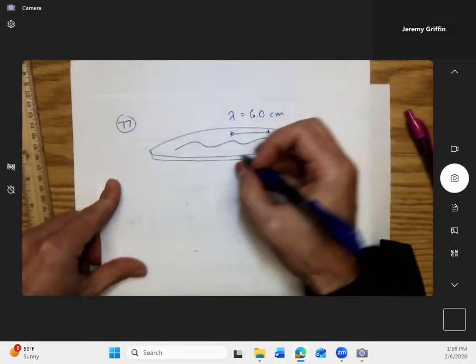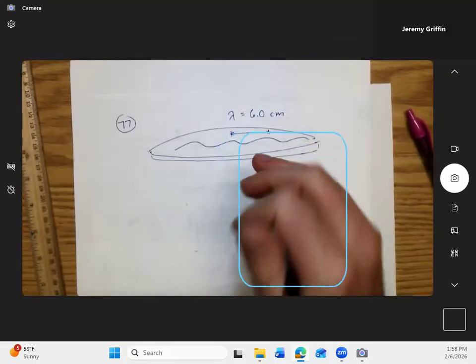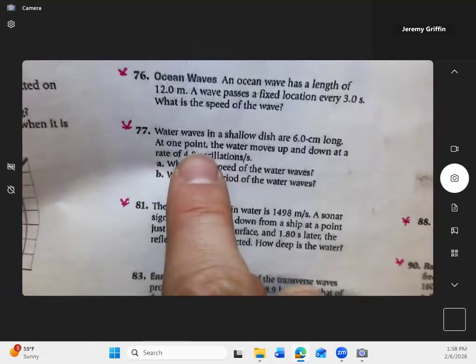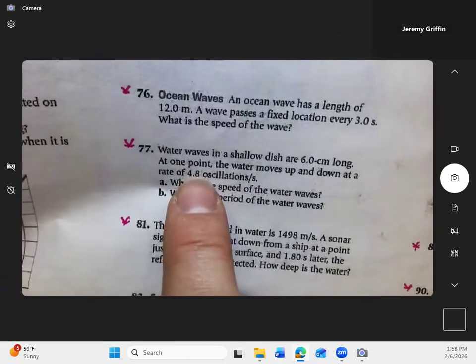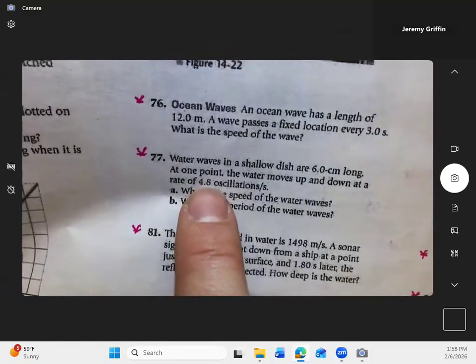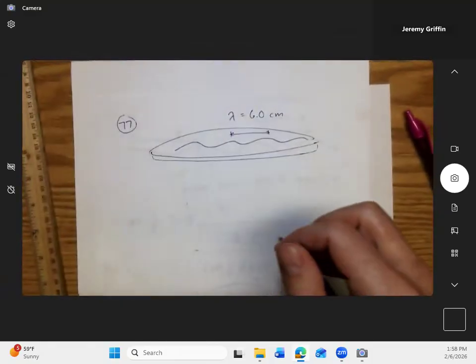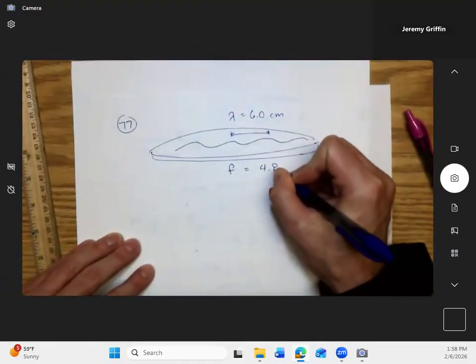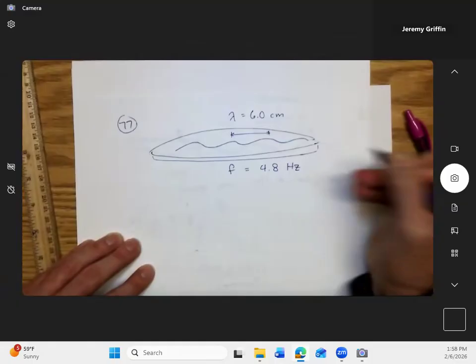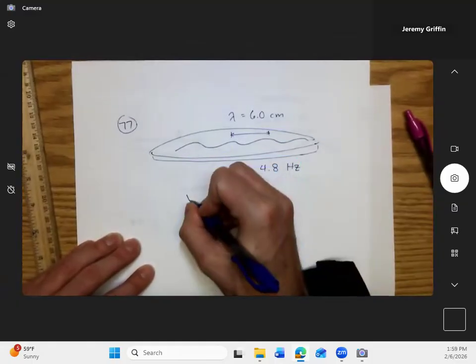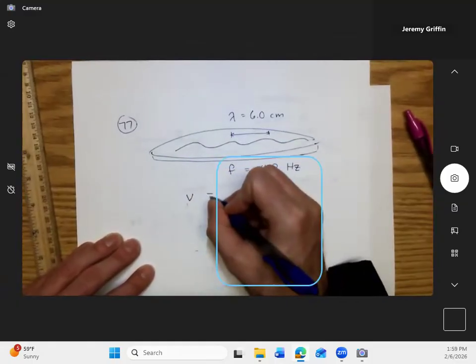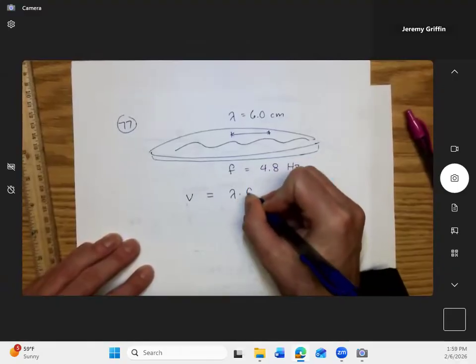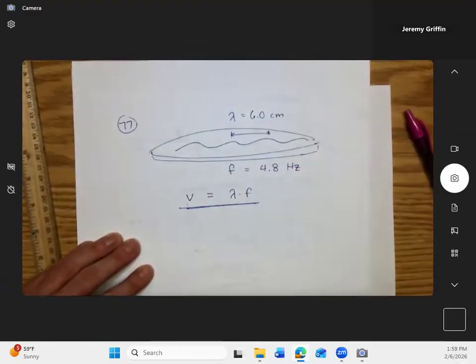It also told you 4.8 oscillations per second. What does that describe? That's a frequency. So I can say the frequency is 4.8 hertz. We just used this: speed is wavelength times frequency. So you know that.